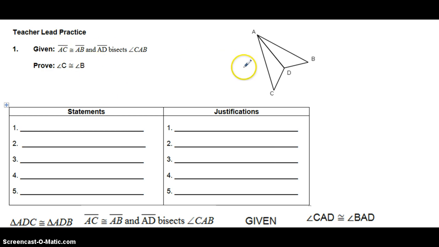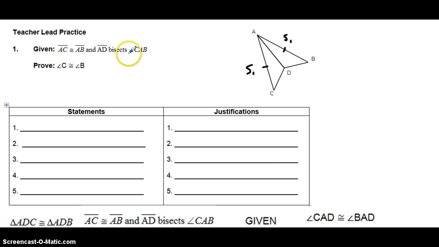It says that AC is congruent to AB, so I'll put a congruent mark on there, and I will just call that my side 1 and side 1. Teachers have different ways of labeling and marking things. I like to put an S on there so I know that that's a side, and I'm going to use some form of a side to prove the triangles are congruent.